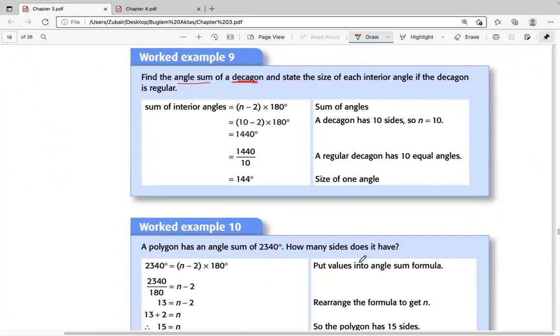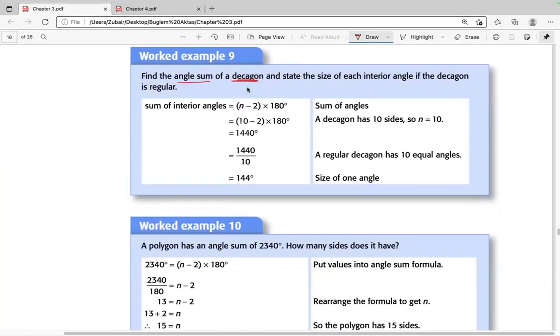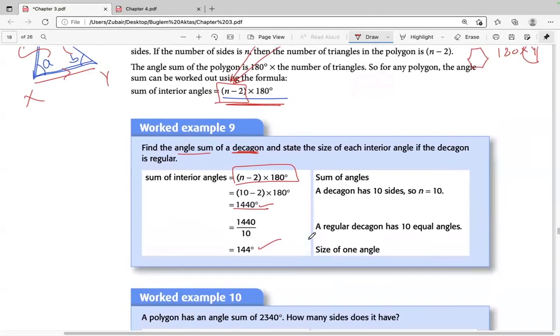These names are universal. Okay, sum of angles of a decagon: we use the formula (n minus 2) into 180 and just plug in the value of n and simplify. So the sum of all interior angles is 1440, and one angle, divided by 10, is 144. Okay. Now, can you try this example?